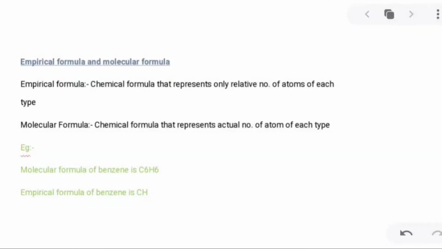Now let's see the last topic and the most important topic of today's lecture, that is empirical formula and the molecular formula. So what is empirical formula? It is a chemical formula that represents only the relative number of atoms of each type in a molecule. Okay, so a chemical formula that tells us only the relative number of atoms of a molecule, not the actual numbers, that formula we call the empirical formula.